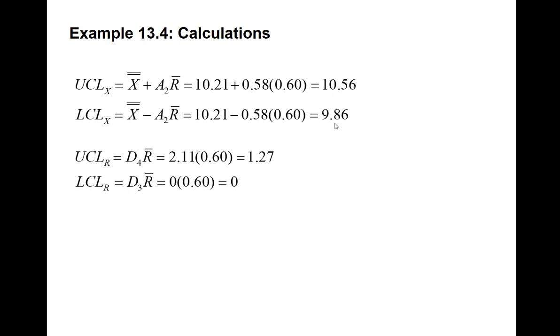According to the formulas for the lower control limit for the X bar chart, we have 9.86 as the lower control limit. And D3 equals 0 if the sample size is 5, so the lower limit for the R chart is 0, and we have 2.11 times 0.60, which is 1.27, as the upper control limit for the R chart.